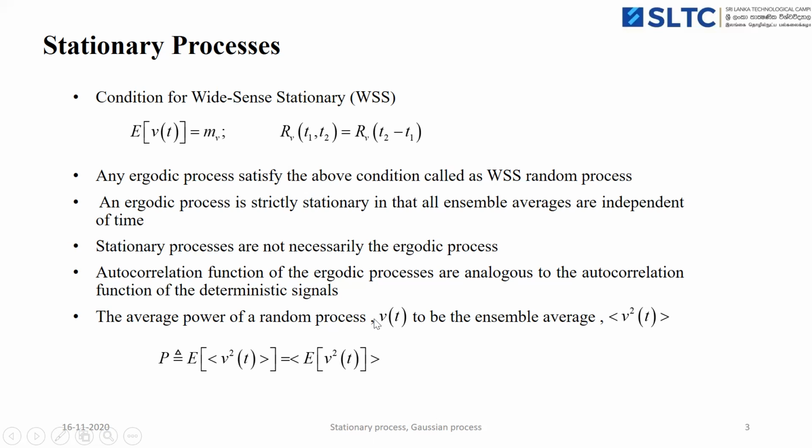Actually, that random process is an ensemble random process. Because we are saying that all the ensemble functions are independent of time, we can find the average power of the ensemble by calculating the average power of the normal random process. Because here we are not mentioning the subscript i. If the subscript i is there, it means that it is the ensemble process.